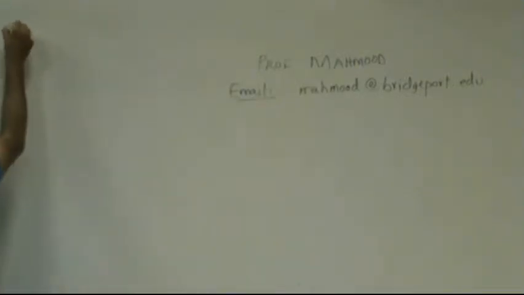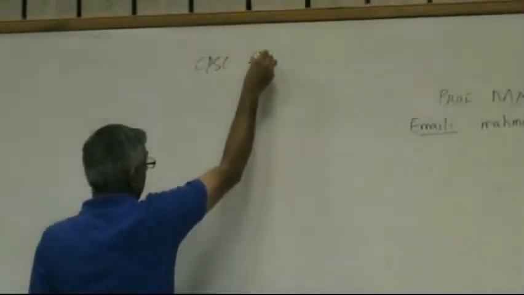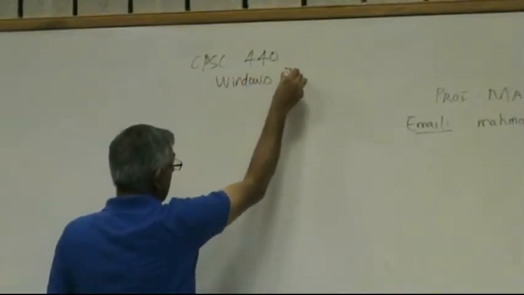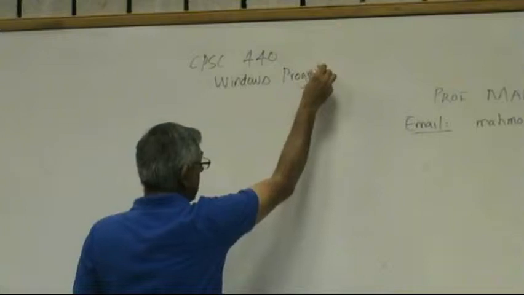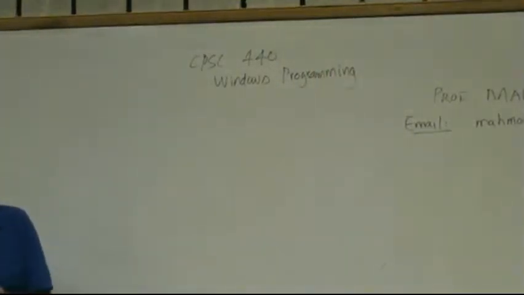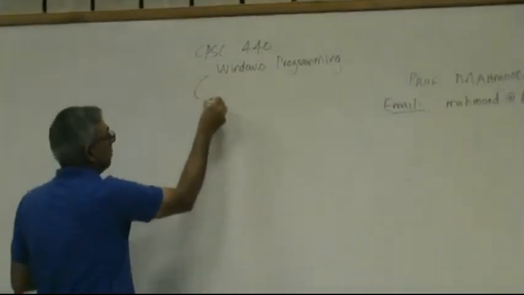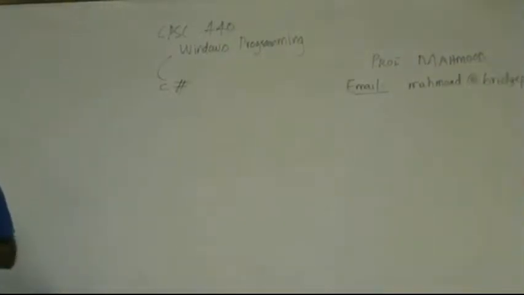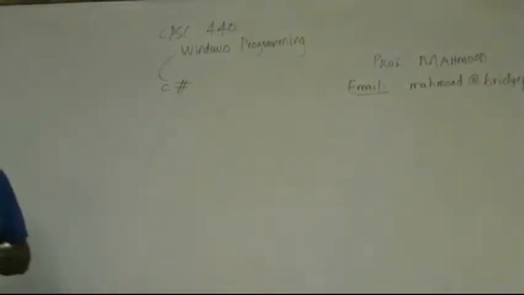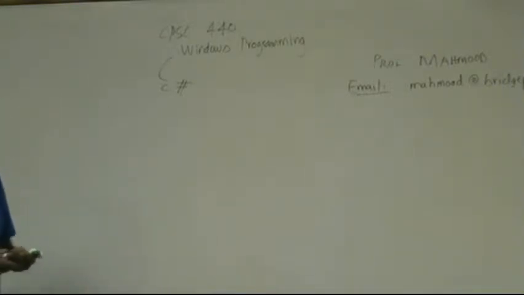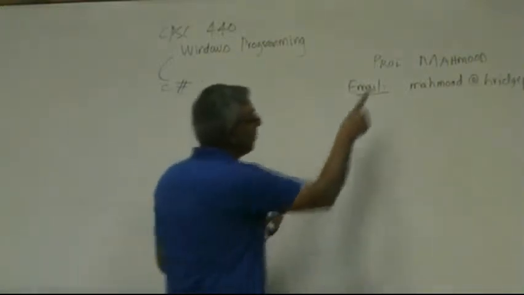This class, as you already know, is Computer Science 440. The official title is Windows Programming. If you go to the catalog description, it still talks about C++, but in reality, we'll be covering C# in this particular course. So we'll start from the basics of C# and go to an advanced level. In a minute, I'll give you an overview of the course.